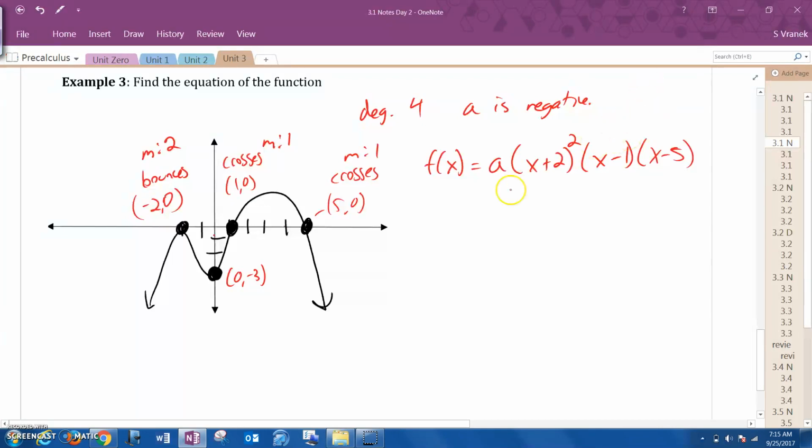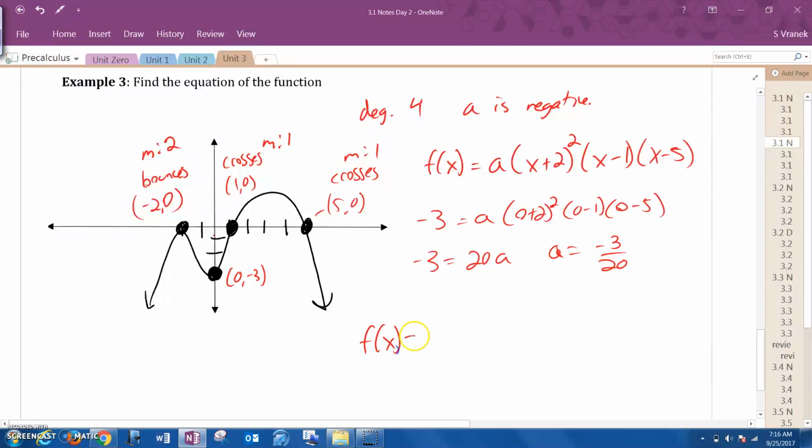Now we have to use the point 0, -3 to find a. So when f of x is -3, x is 0. So we get 2 squared is 4 times -1 times -5. That's positive 20. So we get -3 equals positive 20a. So a is equal to -3/20. So we did get an a value that's negative, which is what we wanted. So our final factored answer is -3/20 times x plus 2 quantities squared, x minus 1, and x minus 5.